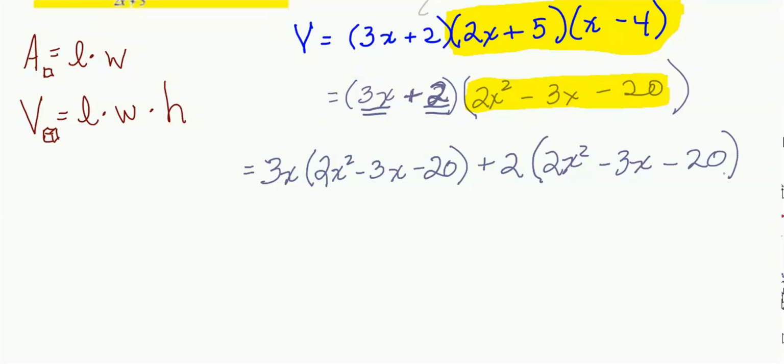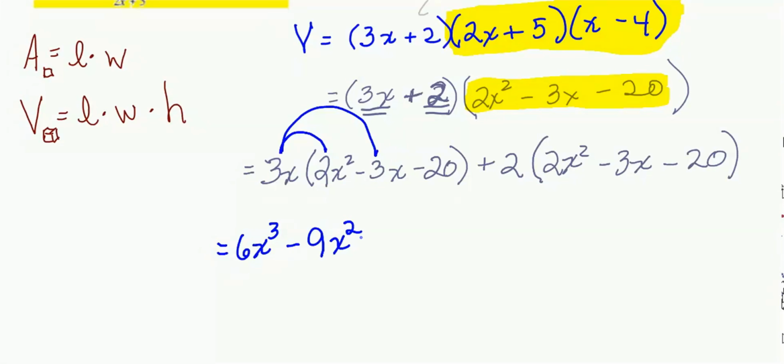Alright. So again, take it one at a time, okay? Don't look at this whole thing and get overwhelmed. Just take it one at a time. If you need to take deep breaths while you do this, go for it. We can do this. 3x times 2x squared. 6x cubed. 3x times negative 3x is what? Minus 9x squared.